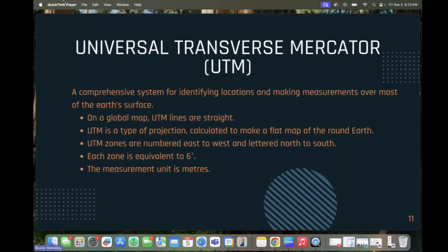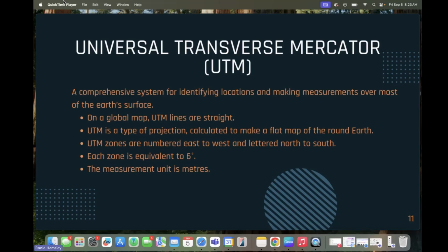So, why is the Universal Transverse Mercator system so widely used? On a global map, UTM lines appear straight, which makes the system easy to work with. At its core, UTM is a type of projection designed to turn our round Earth into a flat, workable map while minimizing distortion within each zone. As we saw earlier, the Earth is divided into 60 zones, each 6 degrees wide. These zones are numbered from west to east and also lettered from south to north to distinguish between hemispheres.